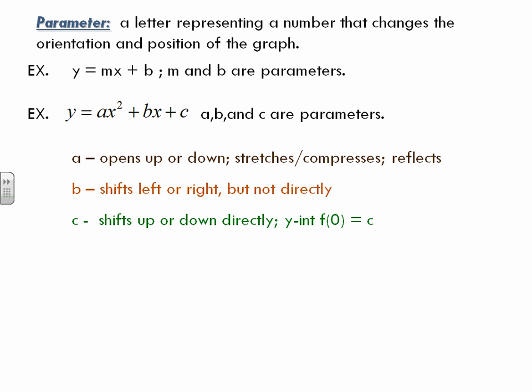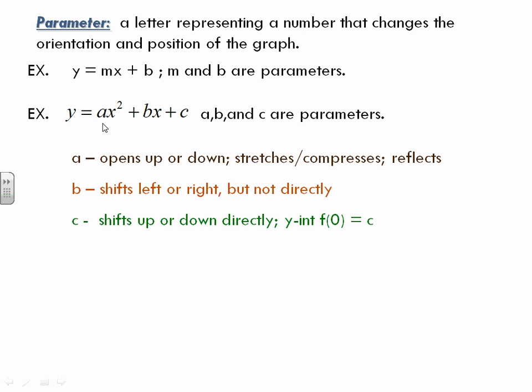A parameter is a letter that represents a number that changes the orientation and position of your graph. So all of those numbers that we would look at to see how our graphs have changed from the parent graph, all those transformations, so shifting left and right, up and down, reflecting across the x or y axis, as well as stretching and compressing. Those are all parameters. So in a line, the parameters would be m and b, that's your slope and y-intercept. So that changes how steep your line is.